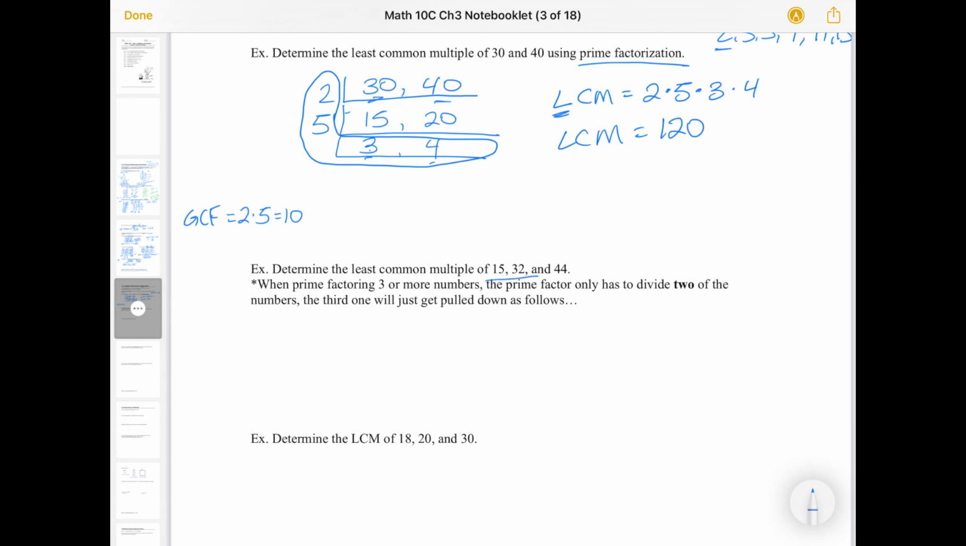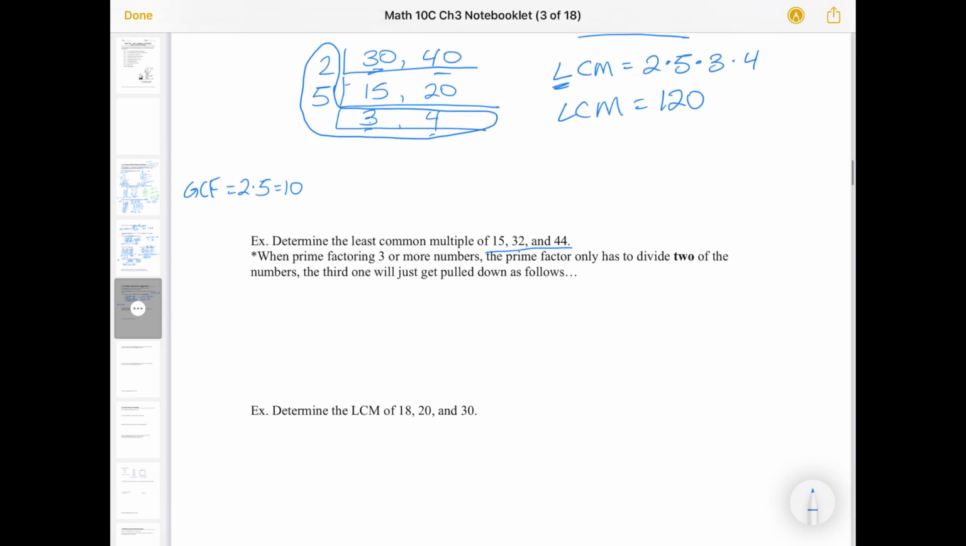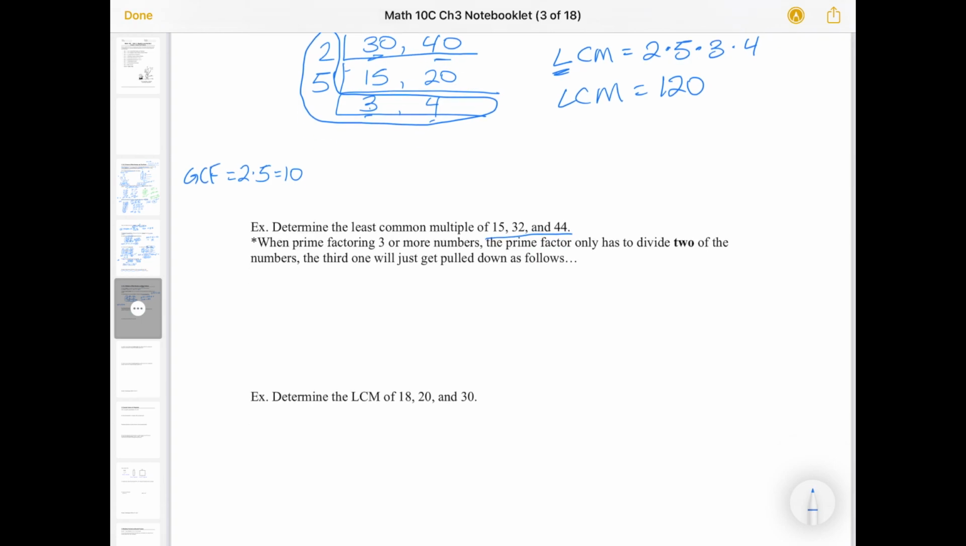All right, so that's when we have 2. When we have 3 or more, there is a bit of a special case that's happening. So you set it up exactly the same. So 15, 32, and 44. Looking at this though, you'll notice that there isn't a common prime number for all 3 of them. But if I have 3 or more, my prime factor only has to divide 2 of the numbers. My third one is just going to continue going down. So in these numbers, I can see 32 and 44 are both divisible by 2. So I'm still going to use this 2. I'm just going to keep dragging that 15 down.